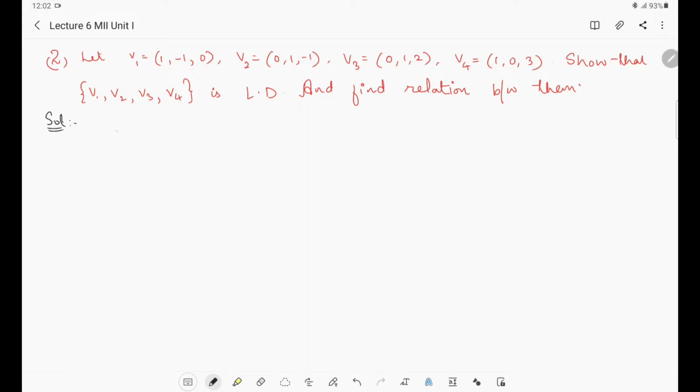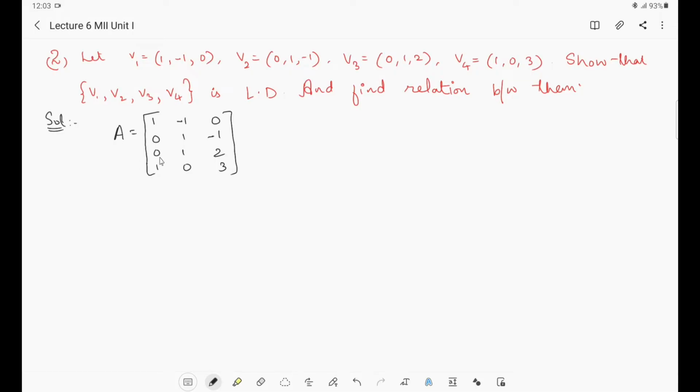So to check whether the given vectors are linearly dependent or independent, we have to write the vectors in the rows of a matrix, right? 1 minus 1 0, then 0 1 minus 1, 0 1 2, 1 0 3, right? We have to write this matrix in which the rows are the given vectors.